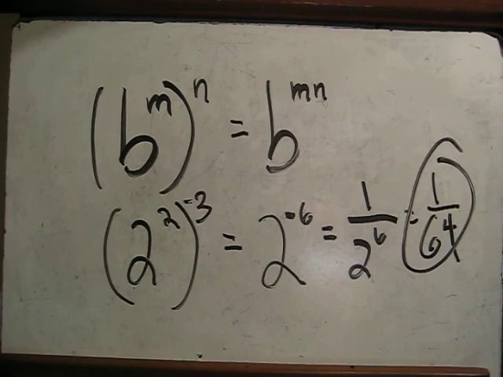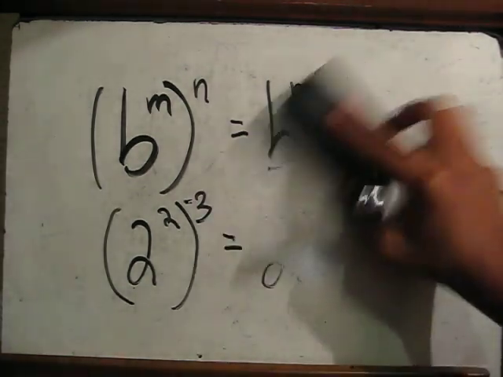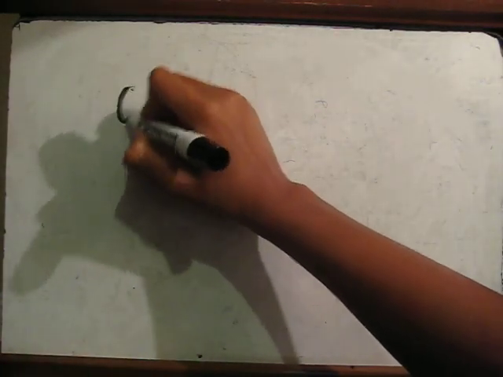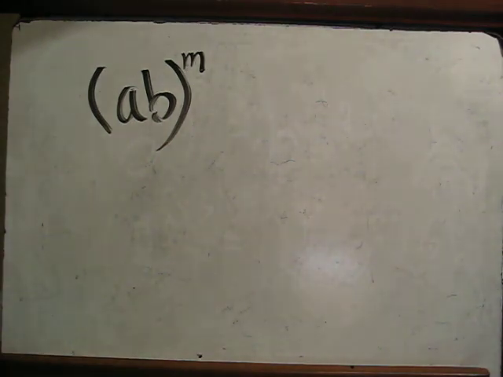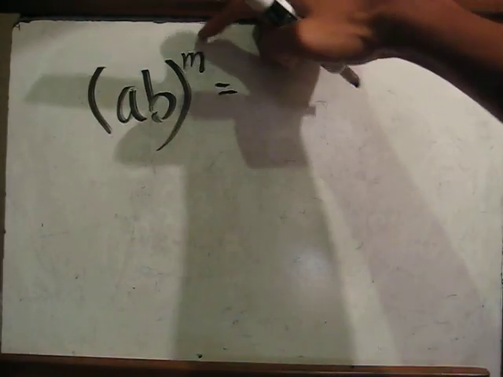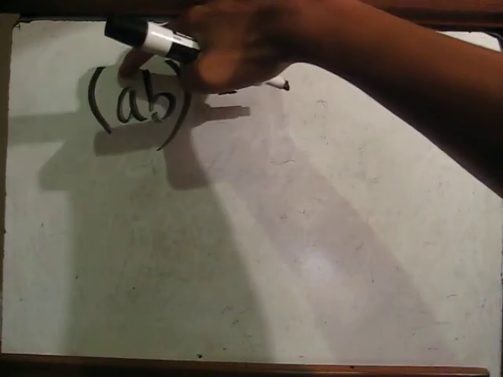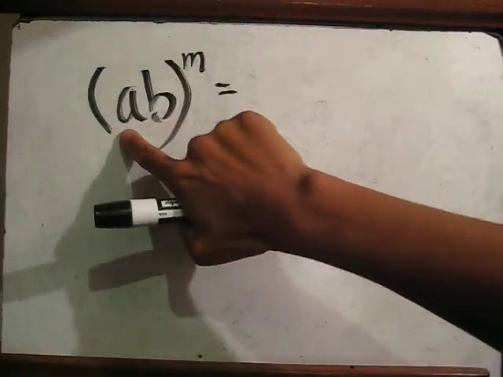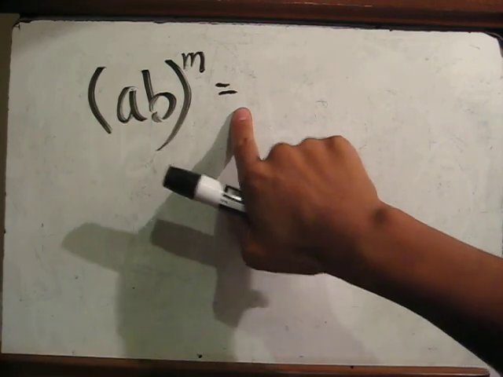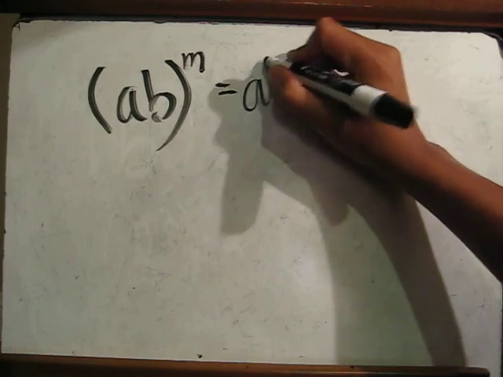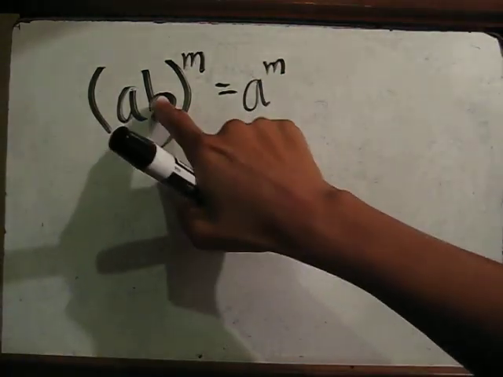All right, let's move on. Power of a product. We're going to take a product, that means multiply, so maybe we have a times b, to the m power. In this case, it's almost like we're distributing the m to each variable, or to each guy in the parentheses. So this is also equal to a to the m times b to the m.